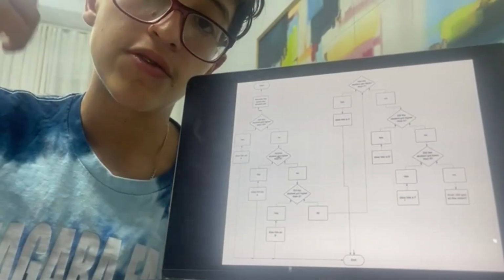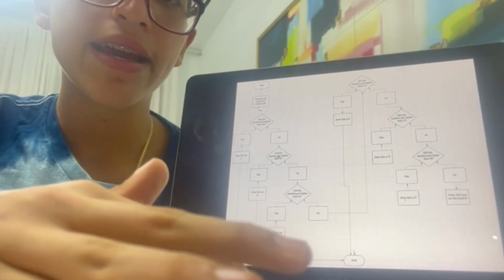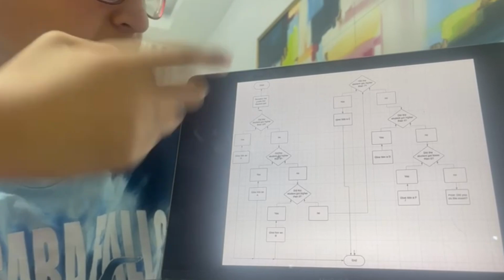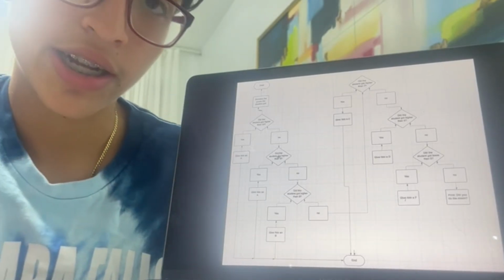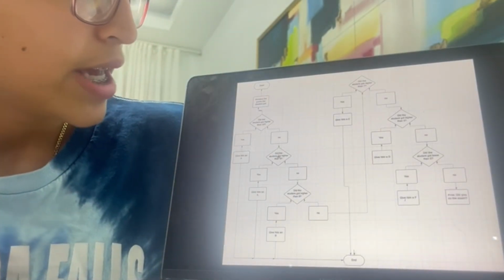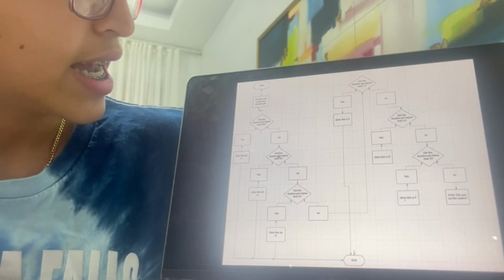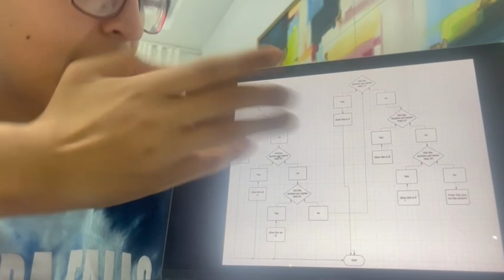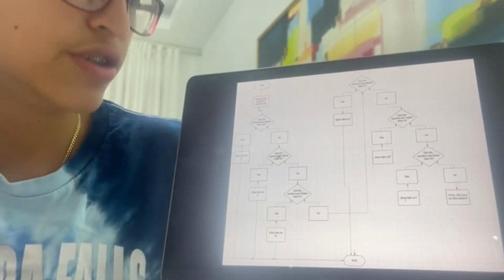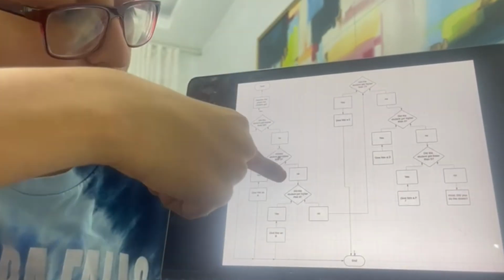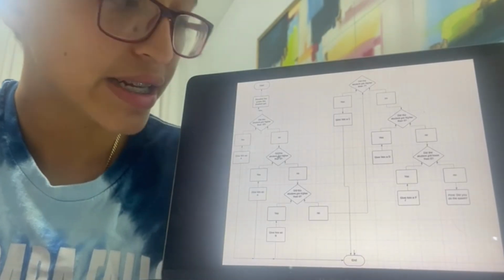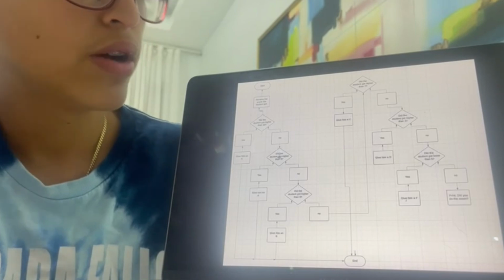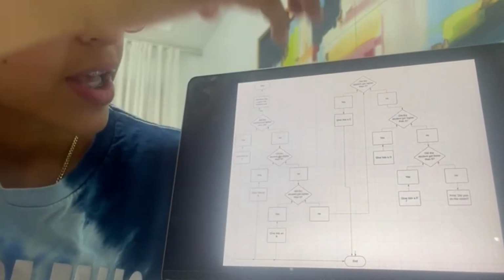Okay, so here is our flowchart, and the first step is start. The next step is receive the grade the student got. The next step is, did the student get higher than 10? If it is yes, give him an A and finish here. If it is no, then continue here. Did the student get higher than 9? If it is yes, give him an A, and if it's no, then continue here.